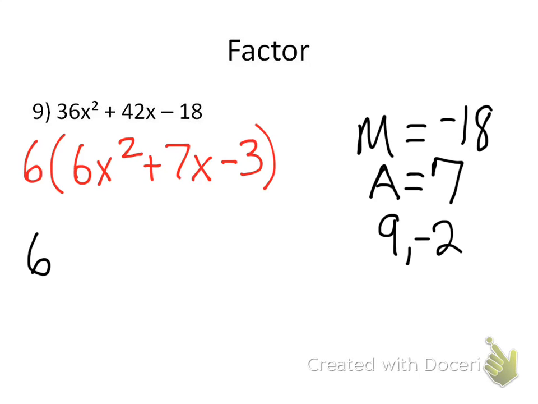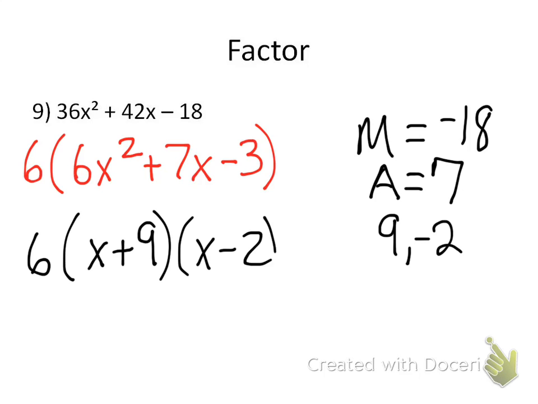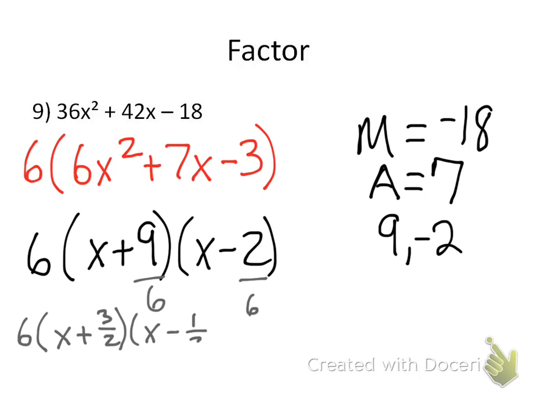So I still have the 6 out front. Then I'll have x plus 9, and I'll have x minus 2. What do I need to divide those each by? 6. Good. And not because of this 6, because of this 6. Okay, it's the one that's with the x squared. It's actually your a term. All right, now these are both going to simplify. And then I can move the bottoms up.